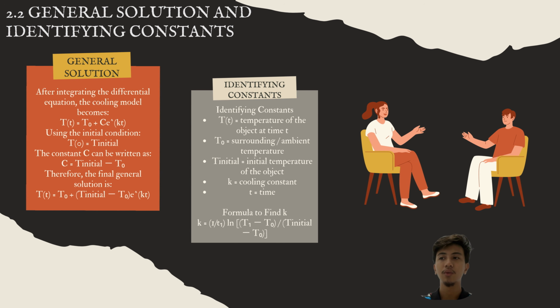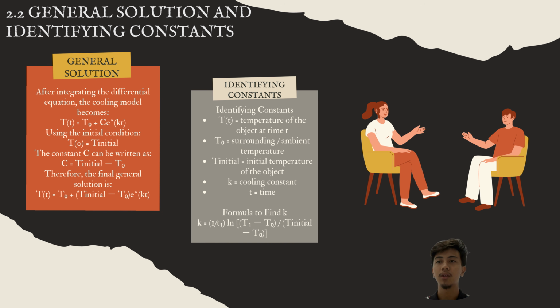We continue to the general solution. First is the integral result: T(t) equals T naught plus C e to the power kt. The second is to apply the initial condition: T initial equals T naught plus C times 1. So C equals T initial minus T naught. The final formula is T(t) equals T naught plus (T initial minus T naught) e to the power kt.